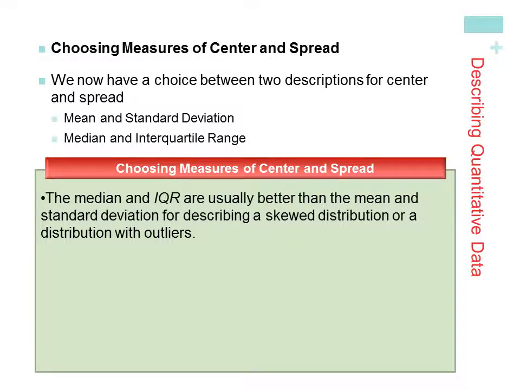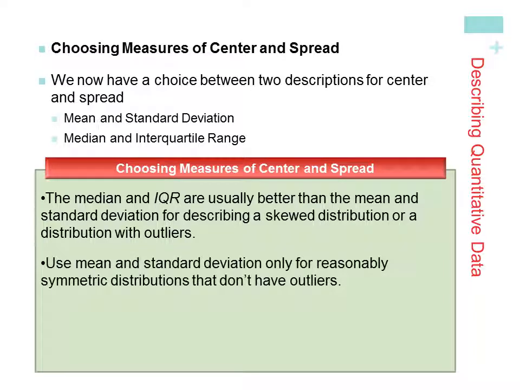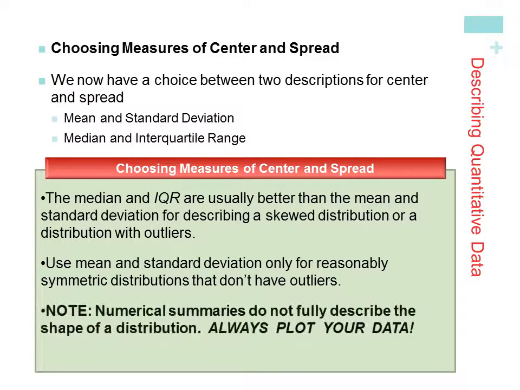All right, so the median and the IQR are usually better than the mean and the standard deviation whenever we have a skewed distribution or a distribution with a lot of outliers, because remember, the mean and standard deviation are not going to be resistant to those outliers. We want to use the mean and the standard deviation only for reasonably symmetric distributions that don't have outliers. Okay, so about symmetric distributions. Skewed a little bit is okay, but about symmetric.